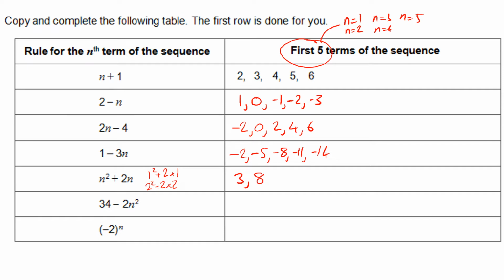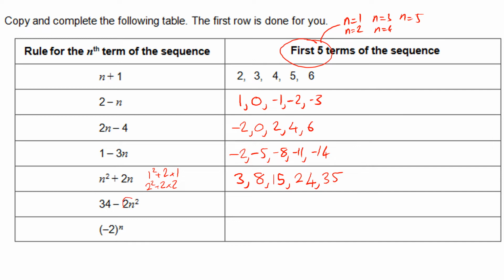For our third term, 3 squared plus 2 times 3, that would be 15. And then our fourth term would be 24, I think, yep. And our fifth term would be 35. There is actually a pattern with that. It doesn't seem so obvious because it's going up with different amounts each time, but we'll look at that on the next sequence video.